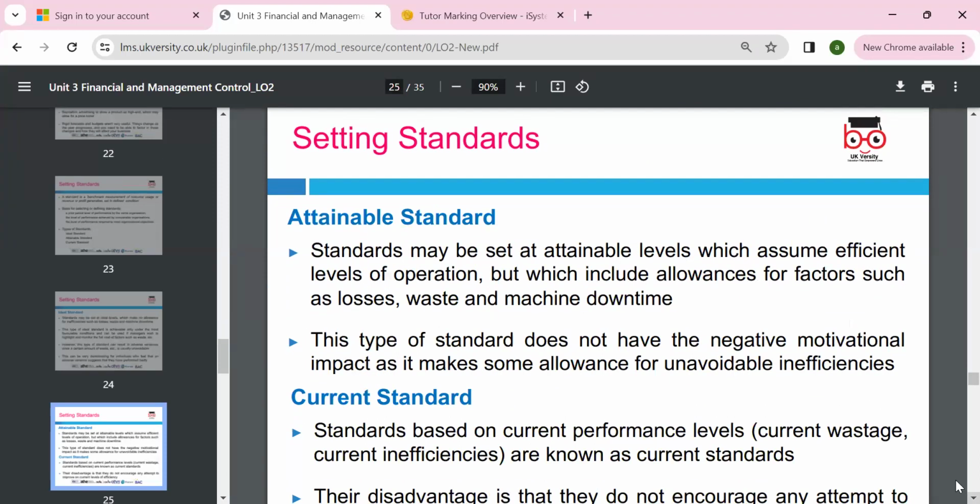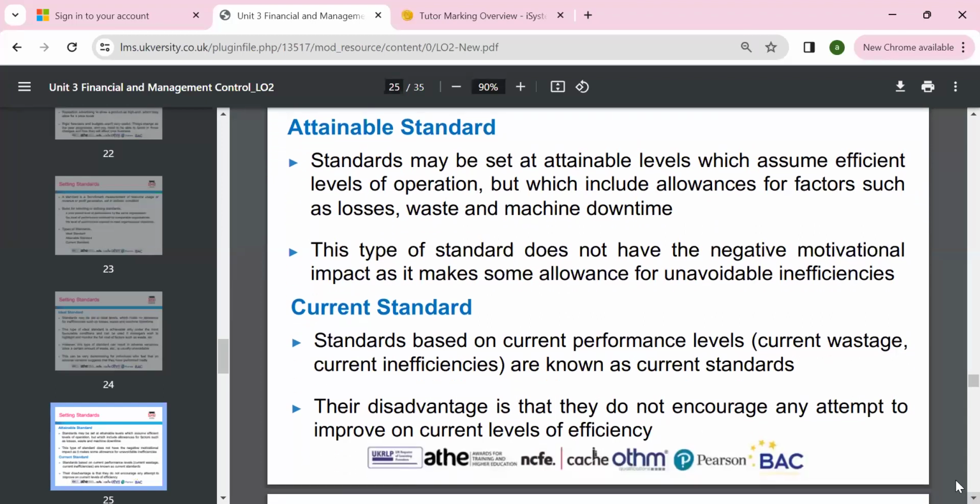Attainable standard, also called achievable standard, assumes an efficient level of operation which allows for factors such as losses from waste, the machine, or downtime, and it has a negative motivation impact because it makes allowances for unavoidable losses.